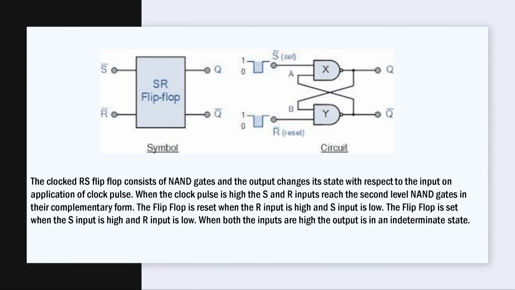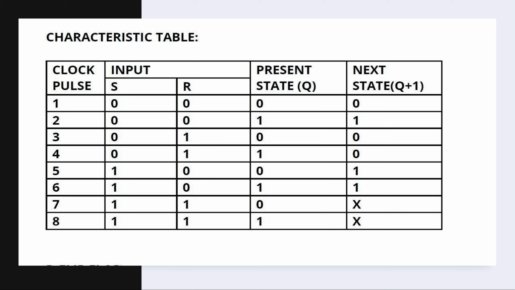The flip-flop is reset when the R input is high and the S input is low. The flip-flop is set when the S input is high and the R input is low. When both the inputs are high, the output is in an indeterminate state. This is the characteristic table for the SR flip-flop.